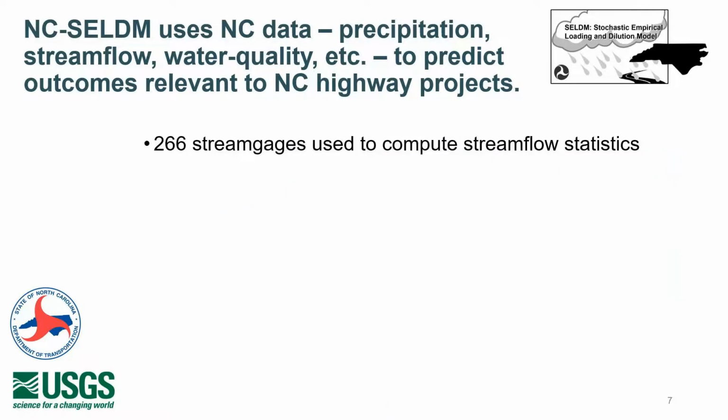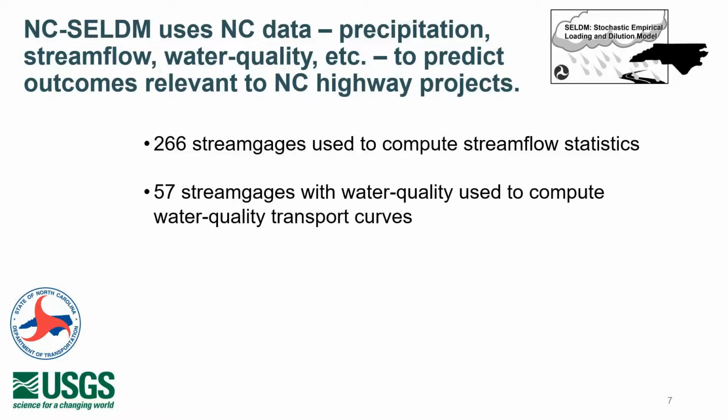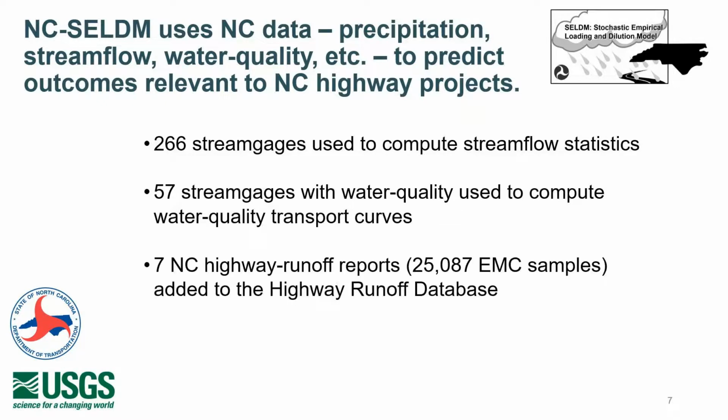So again, just going through some of these statistics, there are 266 stream gauges across the state, which we used to compute the stream flow statistics for each of the rainfall runoff scenarios. 57 stream gauges also had water quality information, which was used to develop water quality transport curves, basically telling us what is the expected concentration of a constituent as a function of the discharge in that stream.